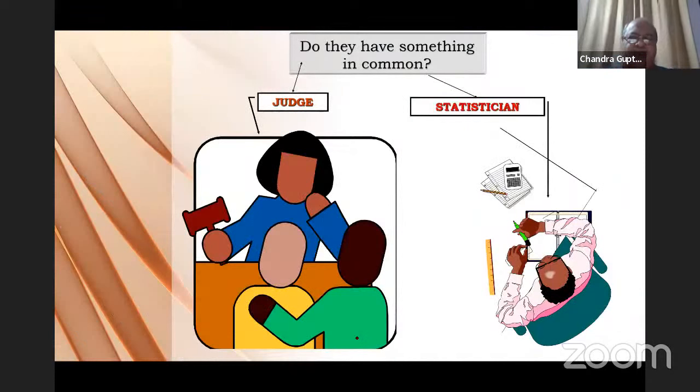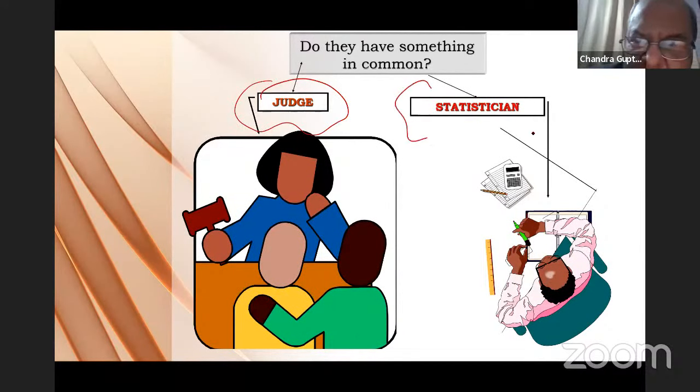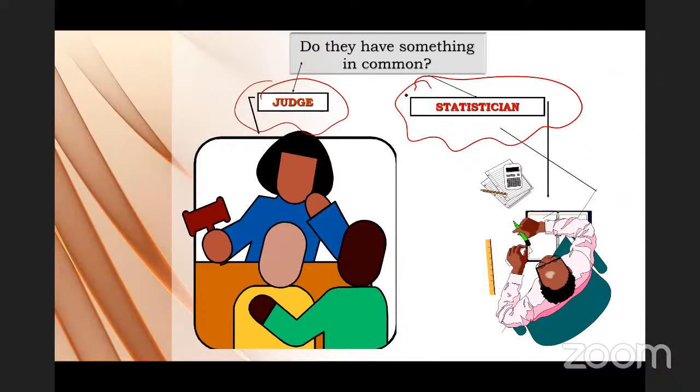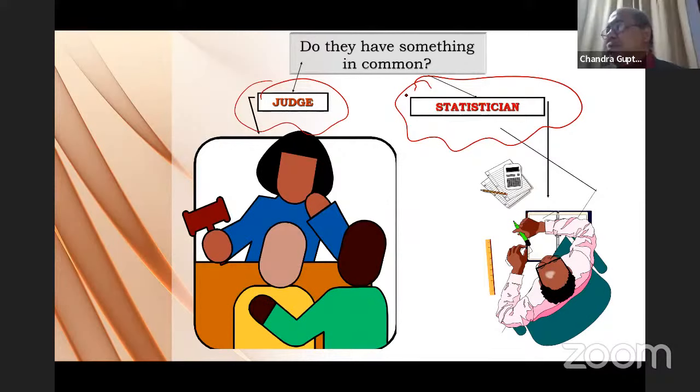Do you see any similarity between a judge and a statistician? Is any participant teaching statistics? Anyone from statistics? Okay. Kavita, I know you teach econometrics. So do you see a similarity between the way the judge decides to think and the way a statistician decides to think? Concept of innocent, yes, Riddhi, concept of innocent until proven guilty, right?